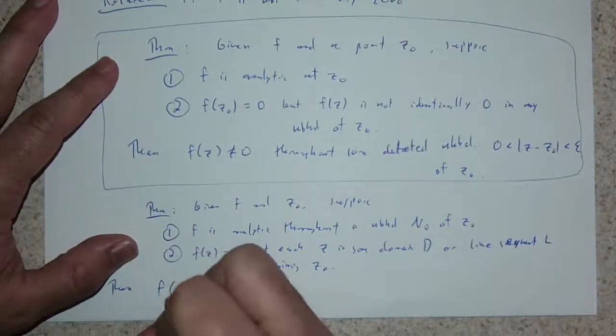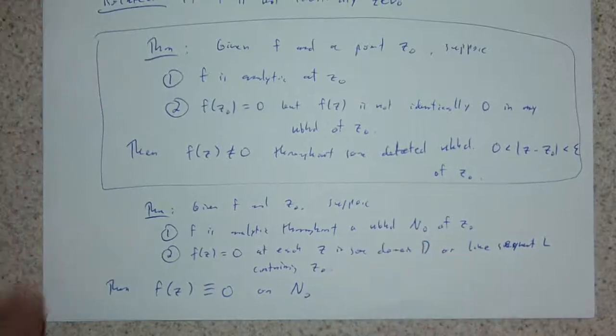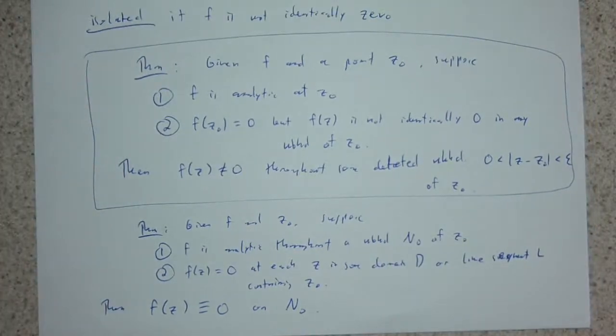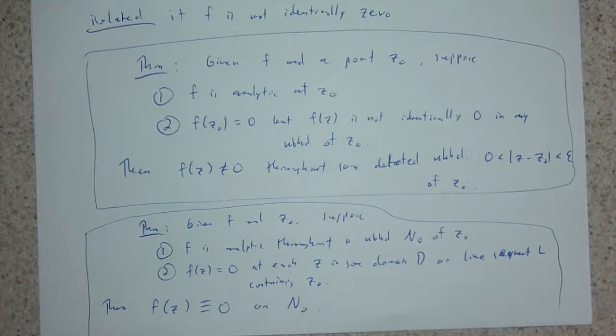Then f of z is identically 0 on the neighborhood N0, i.e. wherever it's analytic. And so this is a counterpart to this theorem here that I've boxed. That says that if these things are not isolated, that is, if this thing is analytic throughout a neighborhood and is equal to 0 in some domain containing that point, so not necessarily that neighborhood, it turns out that it's actually identically equal to 0 on that entire neighborhood on which it's analytic.